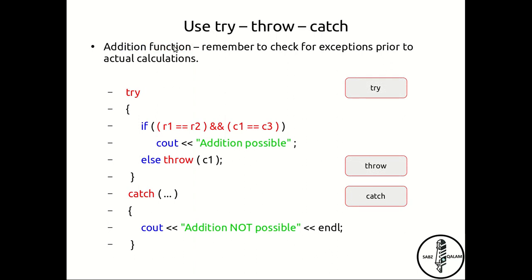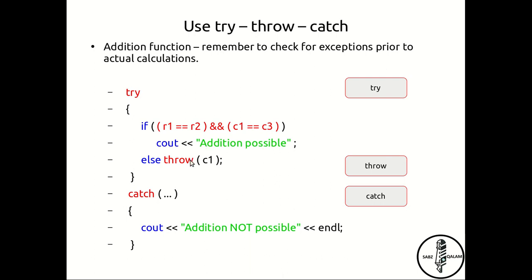Now, for the addition function, remember you need to check for exceptions prior to the actual calculation. So the try, throw and catch blocks are present within the addition function. Here you're going to check if R1 is equal to R2. In other words, the number of rows are the same in A and B, and you have to check if the number of columns are the same. If they are, then you can do the addition.